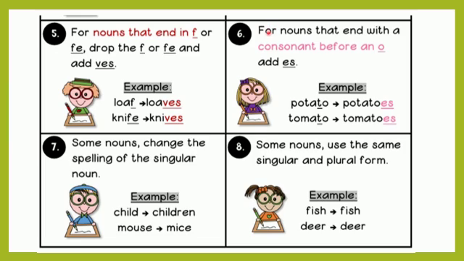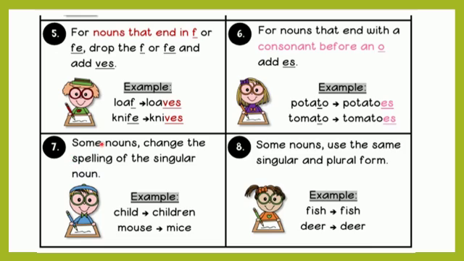Now rule number 6 is for nouns that end with a consonant before an O: add ES. So examples are potato, potatoes. Here in potato, O is a vowel and T is a consonant. So to make it plural, you have to add ES. Now same goes with tomato. To make it plural, you have to add ES.